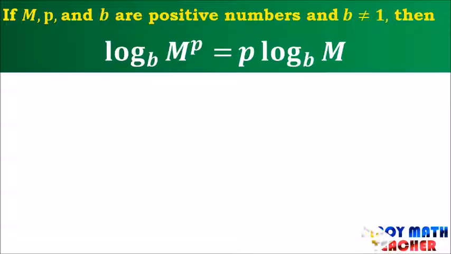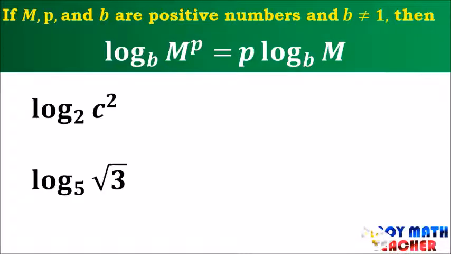So, narito ang ilang examples. So, given logarithm of c square with base 2. So, ito ay equal din sa 2 times logarithm of c with base 2. So, nilipat lang natin sa unahan ng logarithm yung exponent ng c na 2. So, nakamultiply na siya ngayon dyan sa logarithm.